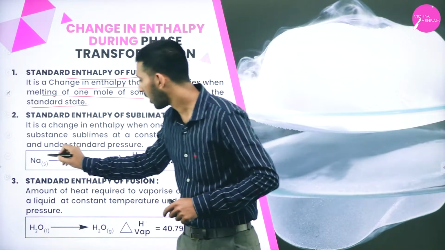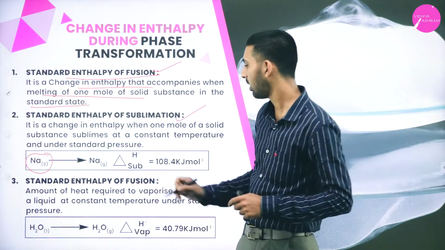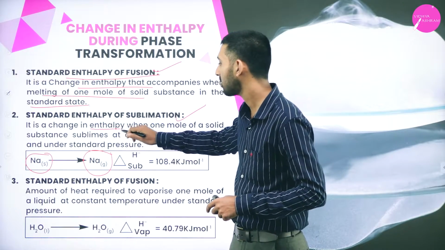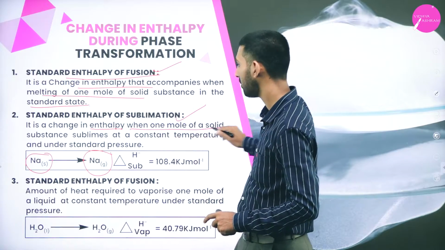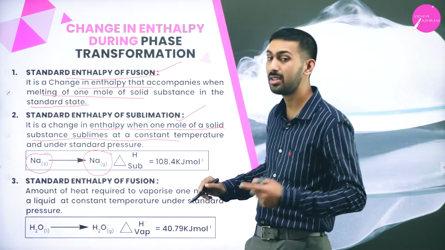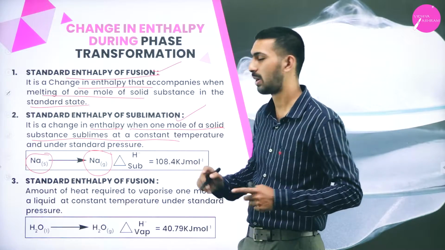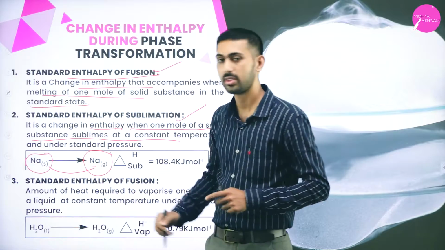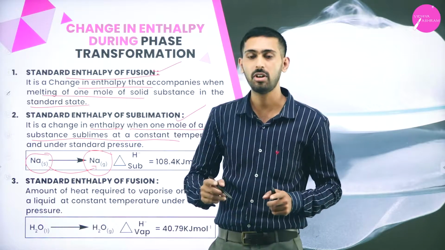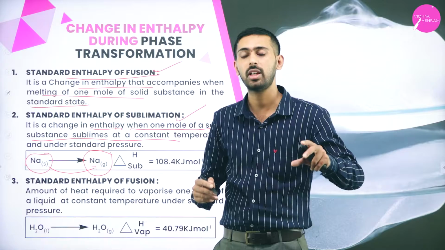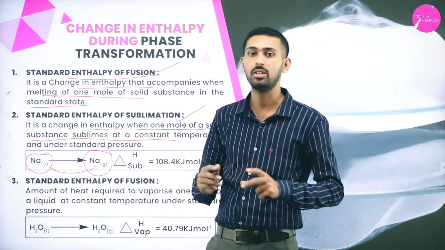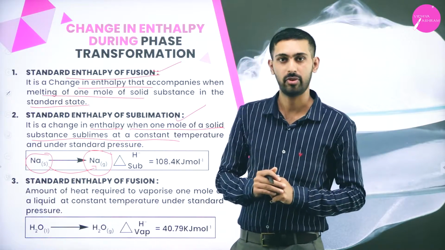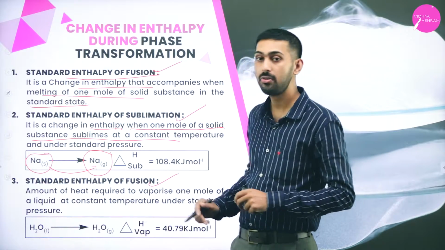Next one is standard enthalpy of sublimation. Sublimation means you have taken one substance which is in the solid state, and you are directly converting it into gaseous state. It's the change in enthalpy when 1 mole of the solid substance sublimes at constant temperature. So when it is solid to gaseous state, we say change in enthalpy for sublimation.